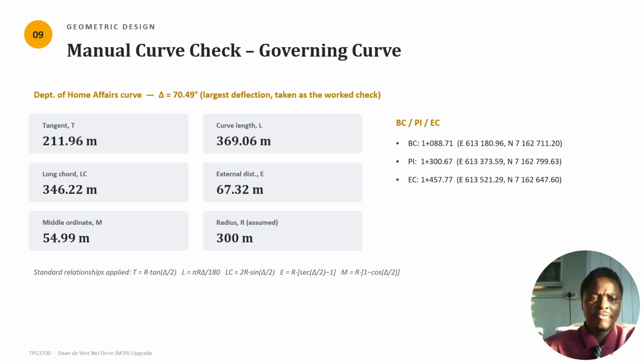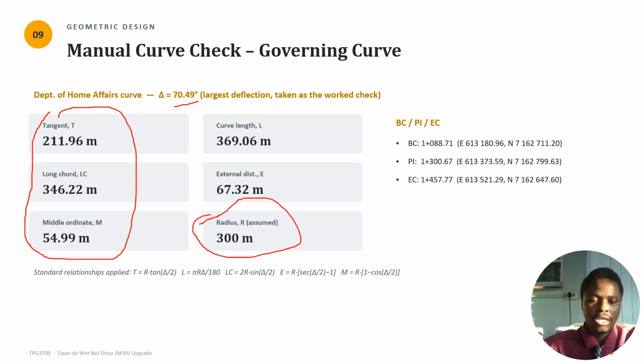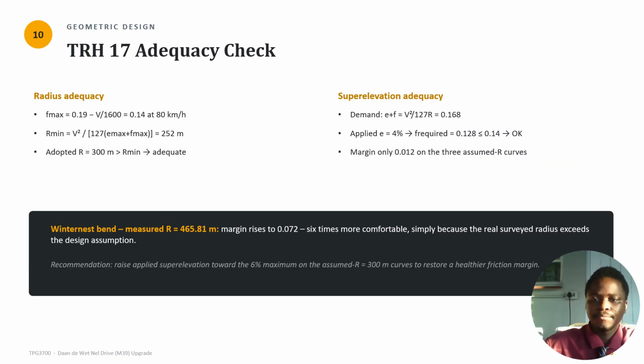So the Department of Home Affairs has the highest deflection. So this will be taken and also be worked against the standards. So this is the tangent, the information that I used to calculate my checks, and I have a curve length of 369, an external distance of 67, and the assumed radius. So I'll check if this assumption is well within the standard. Also this is my BC chainage, my PI chainage, and my EC chainage, all obtained from the coordinates.